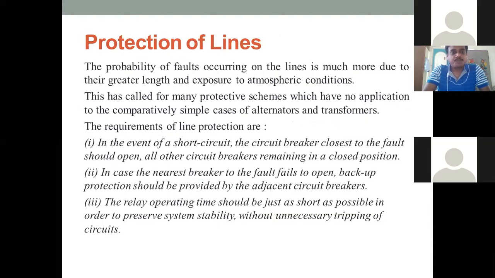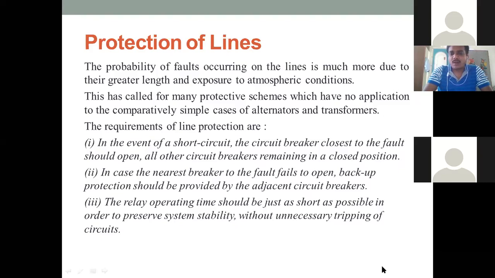This is common. Next, protection of lines. The probability of a fault occurring on the lines is much higher due to their greater length and exposure to atmospheric conditions. You have already studied this in transmission systems. Most of the faults occur because we don't have any underground connection. We have only overhead connections, which run for a long distance.